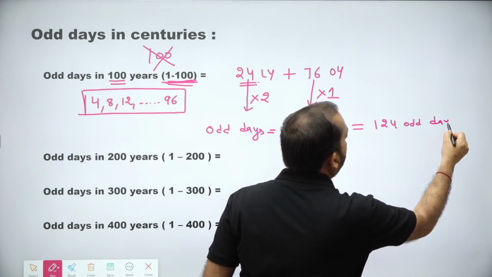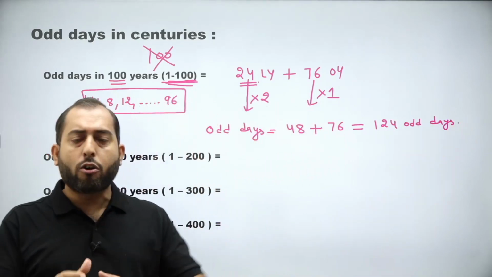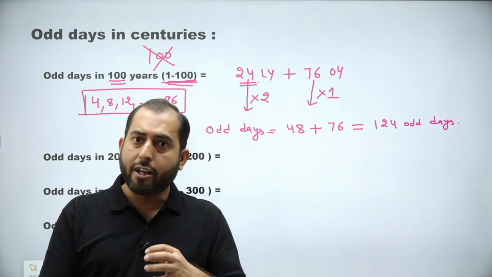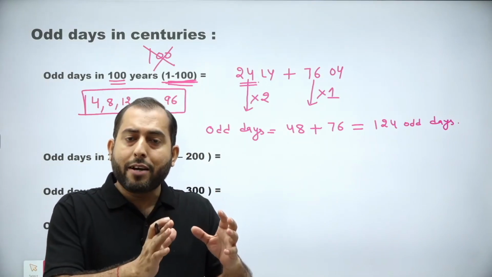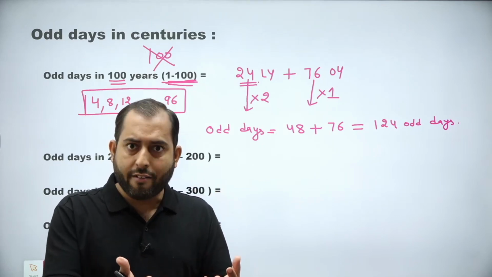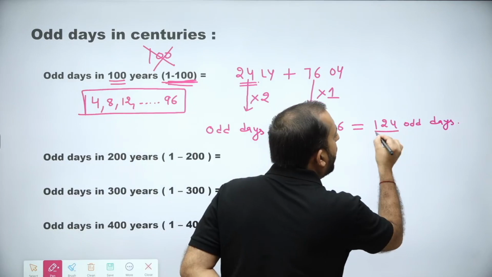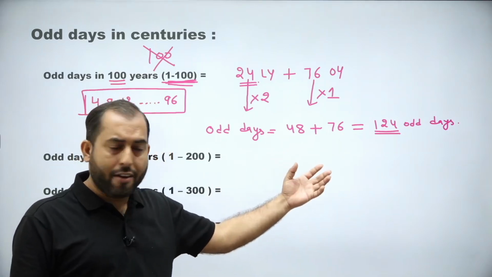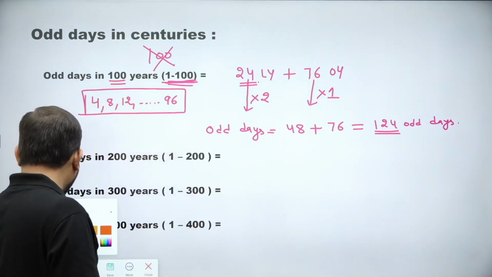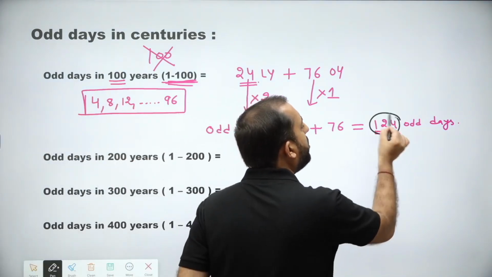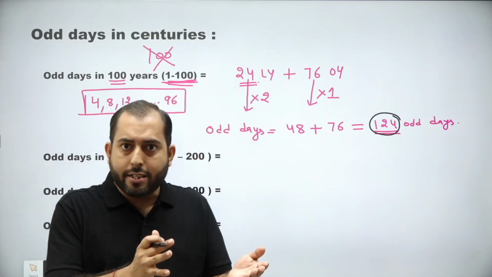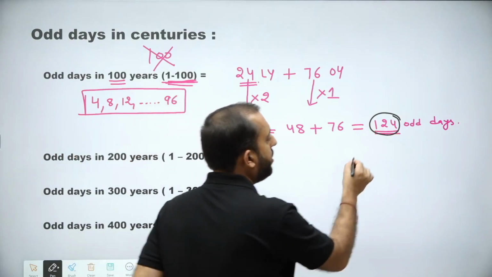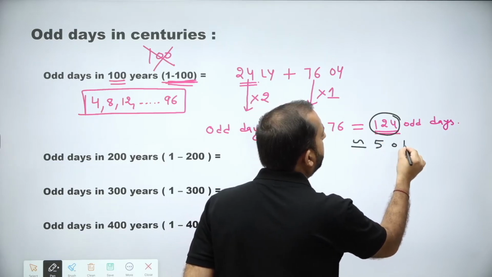Now guys, we know that odd days is the remainder when a particular duration or number is divided by 7. So if you are dividing a number by 7, then the remainder can never be more than 7. So the number of odd days should not be more than 7. If in any case you get the number of odd days more than 7, then divide that quantity by 7 again and write down the remainder, which is less than 7. Now in the case of this 124, if you divide 124 by 7, then the remainder obtained will be 5.